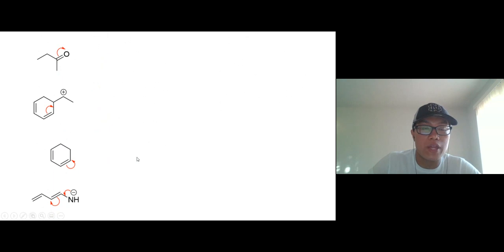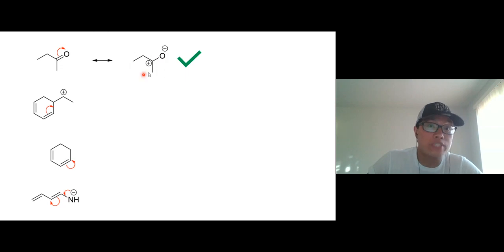Down here, next one. What do you think about this arrow? Good or bad arrow? Good. This is a good arrow. The double bond is between two atoms with different electronegativity, and oxygen beats carbon, pulling the electrons to itself. You are allowed to draw that arrow. Again, this is not the real structure. This is just a resonance structure, and the real compound will look more like this guy. This is the more stable resonance structure.